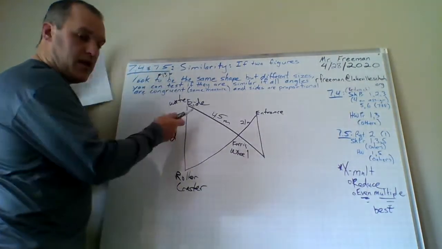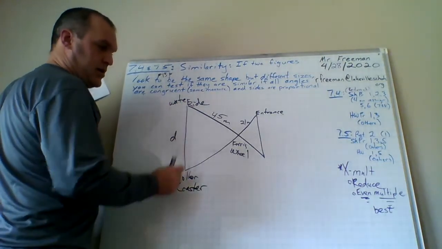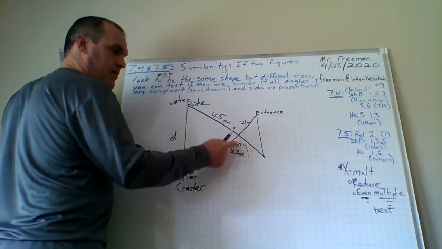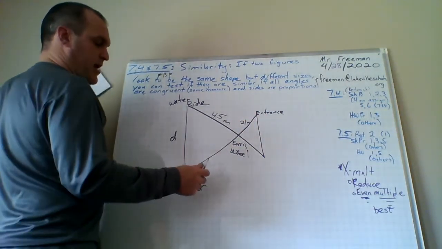Now, just like anybody would if they were at an amusement park and you wanted to know how to get from the water ride to the roller coaster, why not figure out how far it is to get from the water ride to the Ferris wheel, and from the Ferris wheel to the entrance, and then of course you would know how far that is. That's an everyday problem, right?